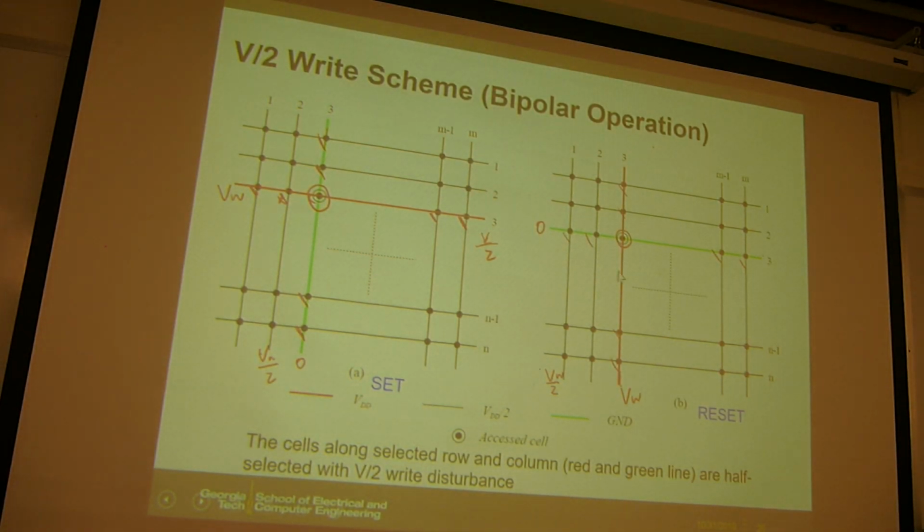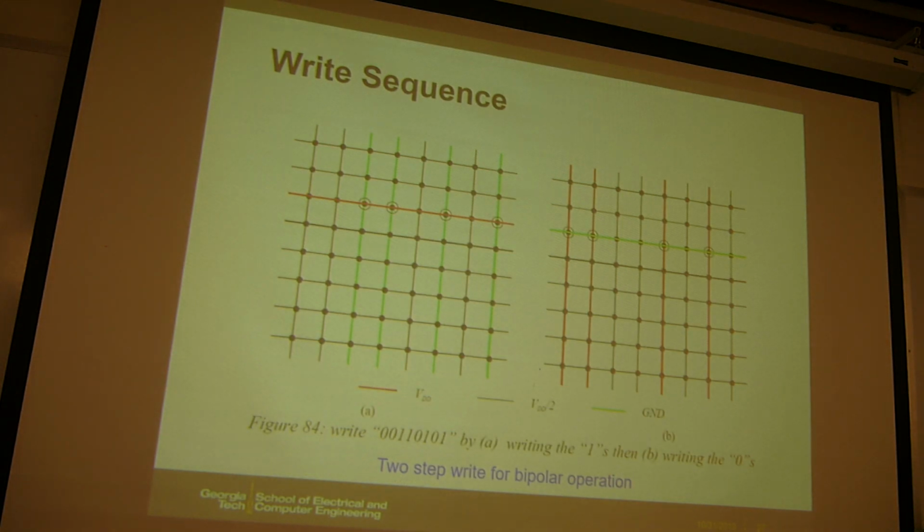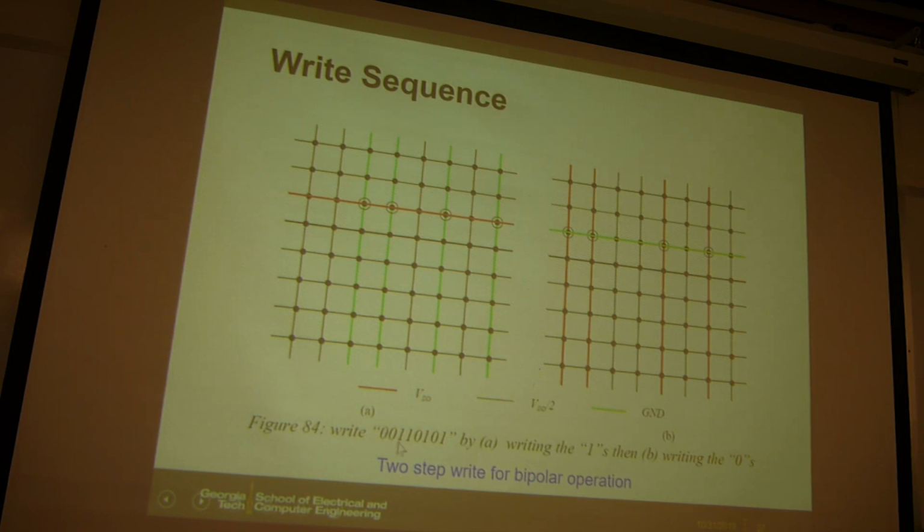So this is the V over 2 write scheme. And this is what I said you have to do in two phases. For example, if you want to write 0, 0, 1, 1, 0, 1, 0, 1 to this row, then you need to write 1 first. That means those cells first.